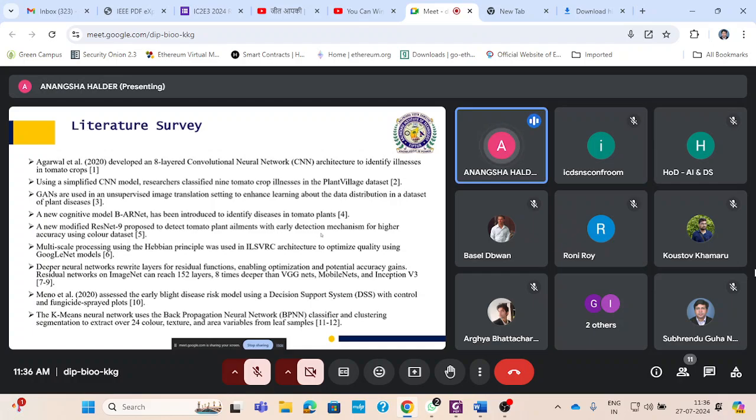Then some of the other research also includes various other pre-trained models like VGG nets, MobileNets, Inception V3 and others, ending with K-means, neural networks, a back propagation neural network classifier, and clustering segmentation to extract about 24 color, texture, and area variables from leaf samples.